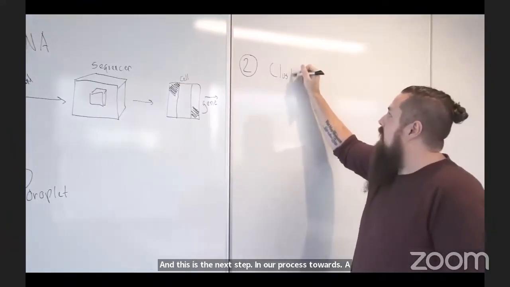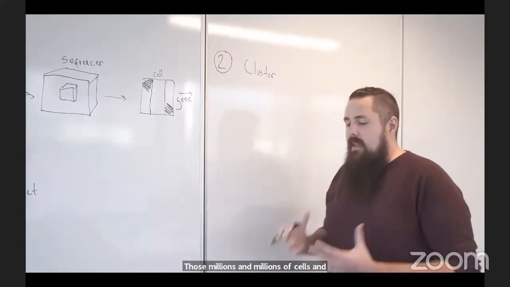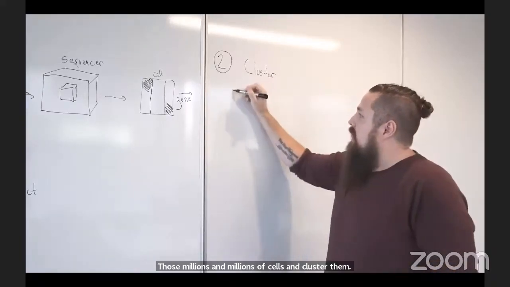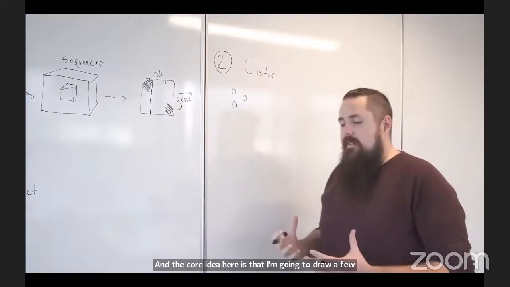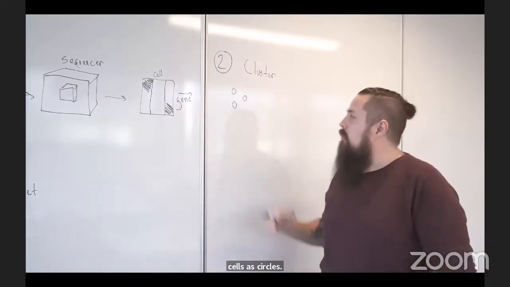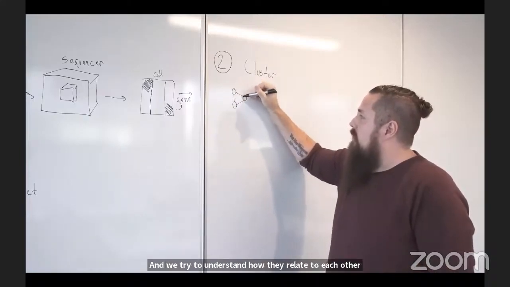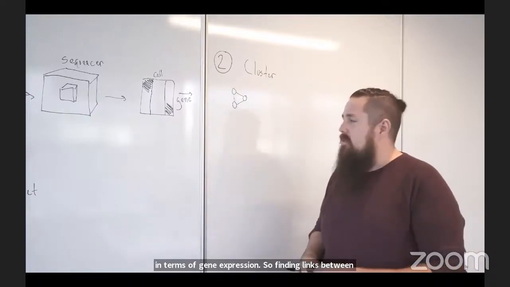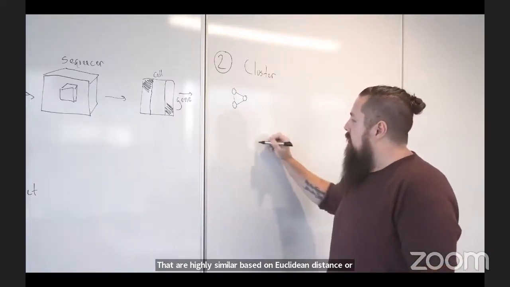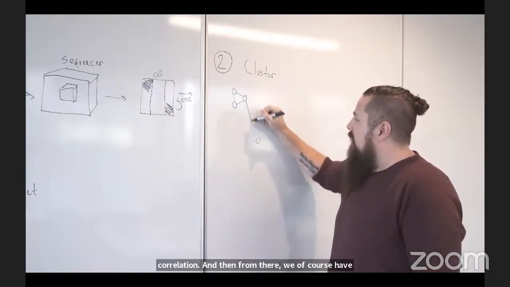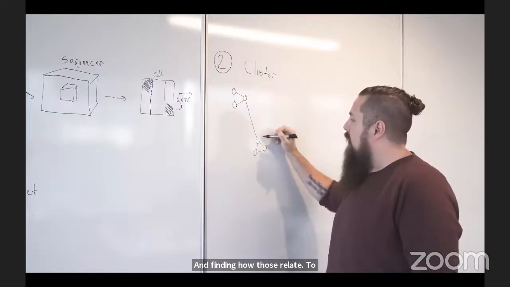So here, we're going to take those millions and millions of cells and cluster them. And the core idea here is that I'm going to draw a few cells as circles, and we try to understand how they relate to each other in terms of gene expression. So finding links between cells that are highly similar based on Euclidean distance or correlation. And then from there, we of course have many more cells, and finding how those relate to others, again, based on their gene expression patterns.